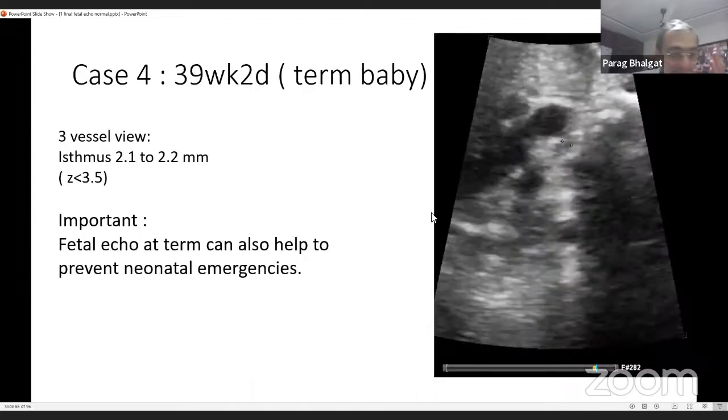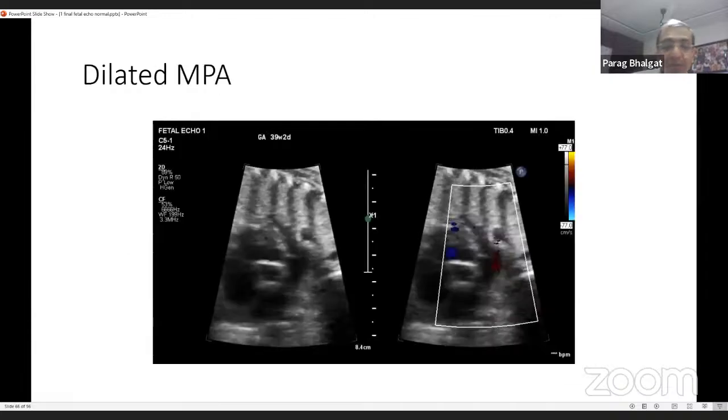Now we can do fetal echo even in a term baby and demonstrate complex pathology. So this can help to deliver the baby in a good setup where it is possible to give immediate care. In this baby, coarctation was suspected at term. The baby was 39 weeks and was delivered within a day or two. It can prevent a neonatal emergency.